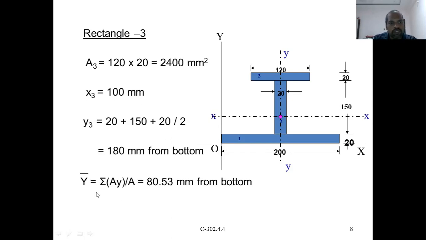Now y bar is equal to what? Sum of a y divided by sum of a, that is a1 y1 plus a2 y2 plus a3 y3 divided by a1 plus a2 plus a3. If we substitute every value, I will get y bar is equal to 80.53 mm from the bottom.